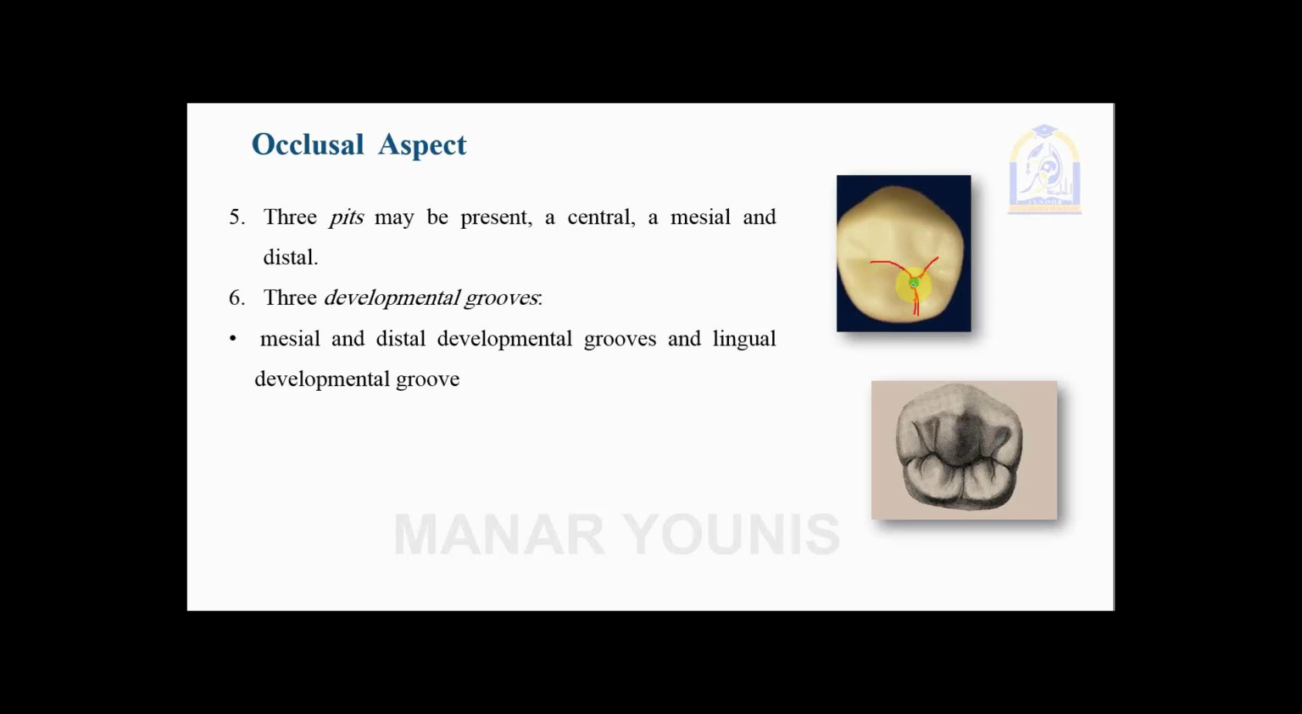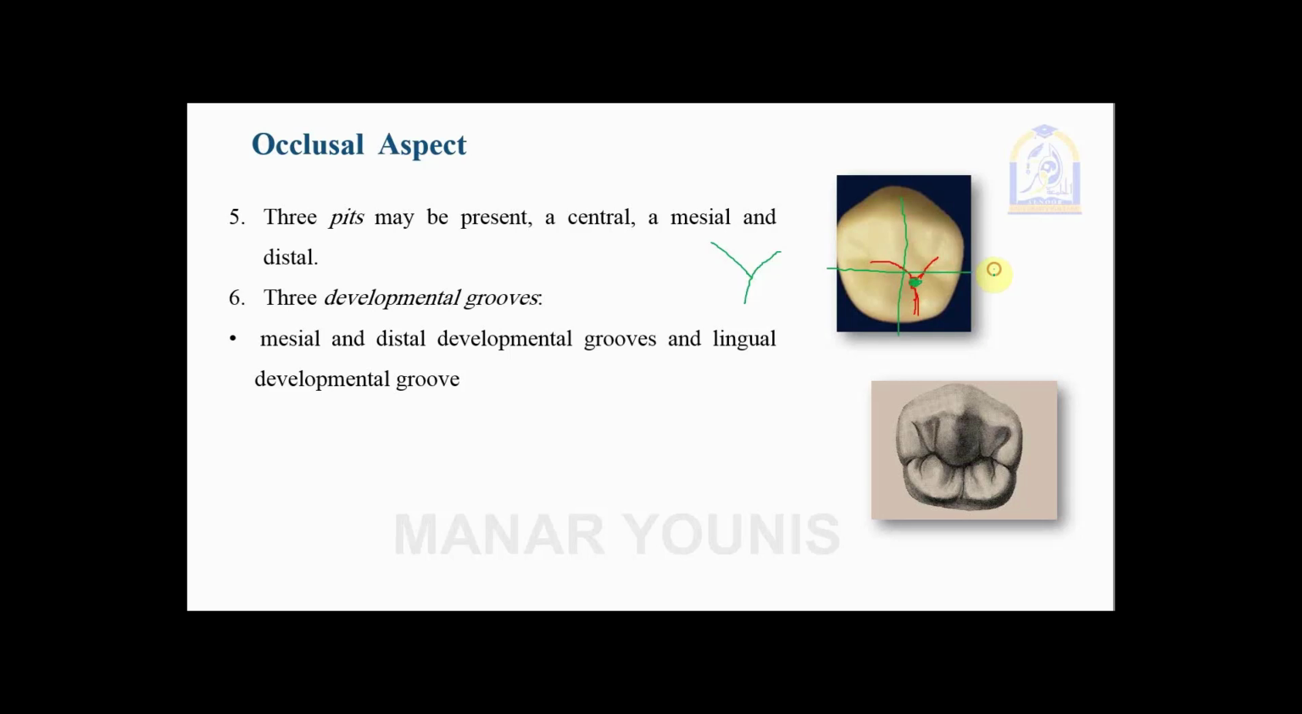So the junction of these three grooves will form the central pit. This is the central pit. The central pit and these grooves will provide what's called a Y-shaped pattern on the occlusal aspect. So the three cusp type is characterized by having a Y-shaped pattern of the grooves running across the occlusal surface. The central pit is usually located in the center of the occlusal surface buccolingually.